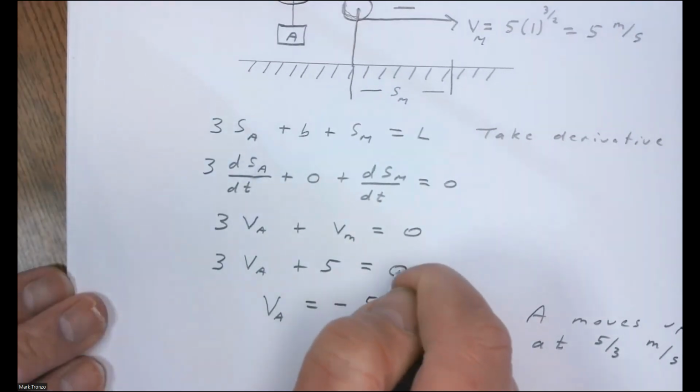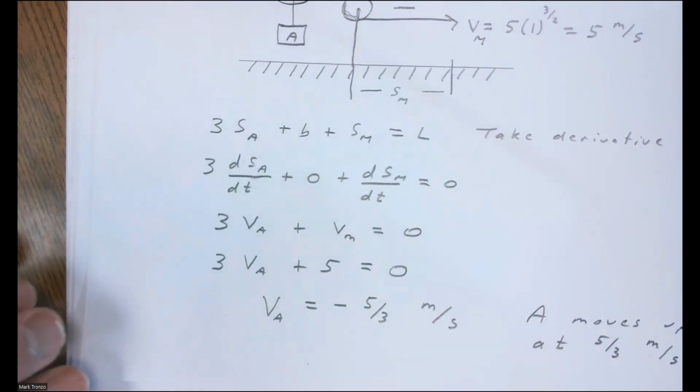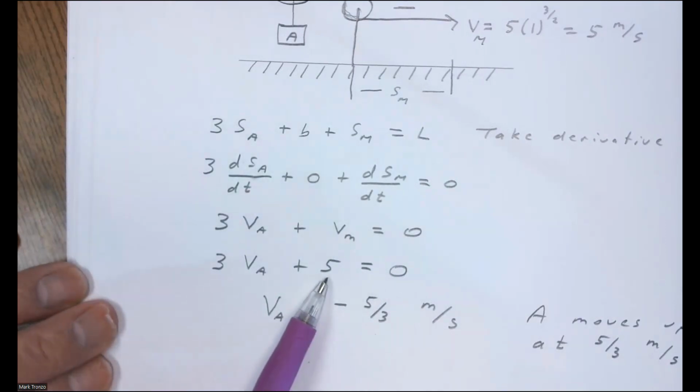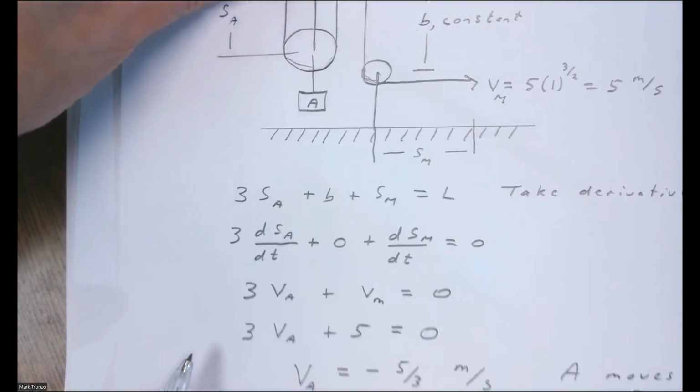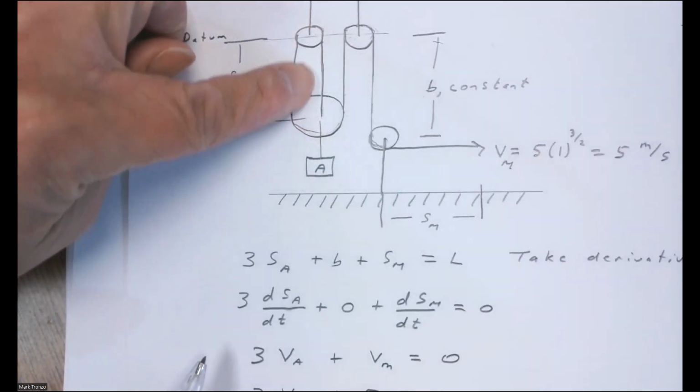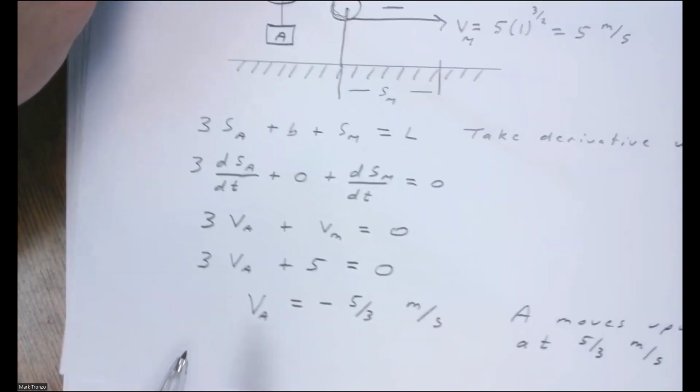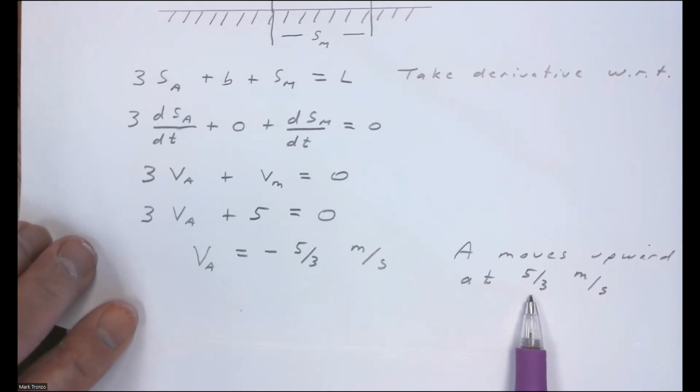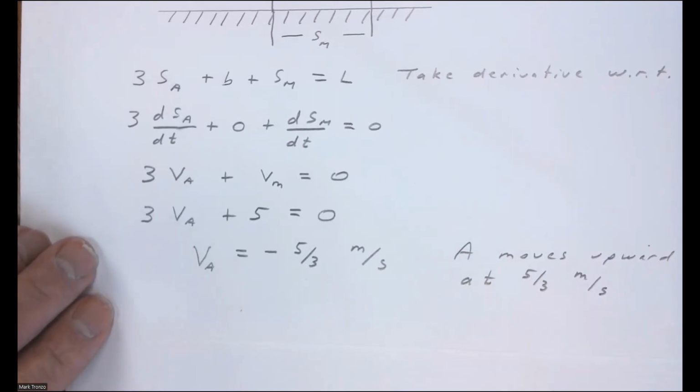I left off some things here. Excuse me. So I plugged in 5 here. Our velocity, I got VA is equal to negative 5/3. And again, since it's negative, this is getting shorter. These cables are getting shorter, which means A must be moving upward. So A moves upward at 5/3 meters per second.